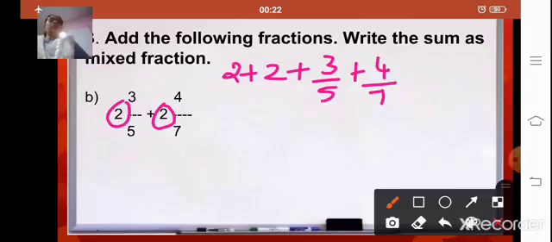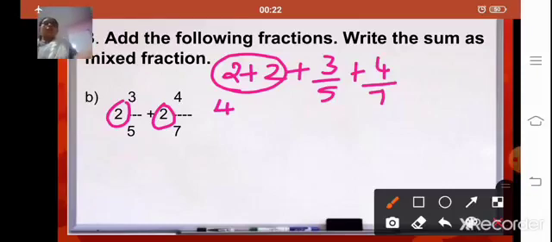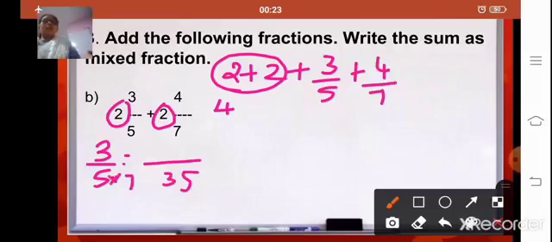When you add the whole numbers 2 plus 2, 4, you will keep it as it is. First change these fractions to like fractions. Now 3 upon 5, again the LCM of 5 and 7 is 35. So change this 3 upon 5 is equal to, multiplied by 7 will give you 35. The same way, the numerator also you multiply by 7, that will give you 21 upon 35.